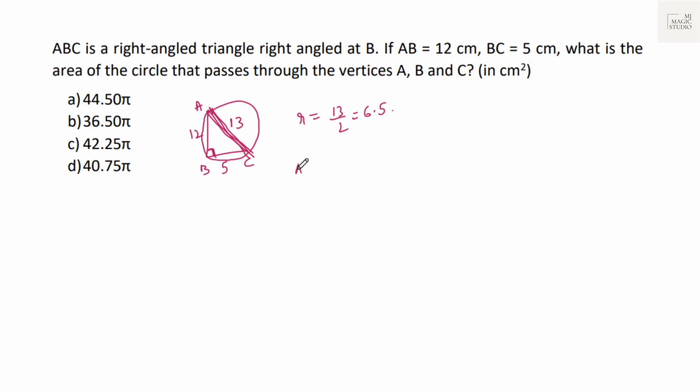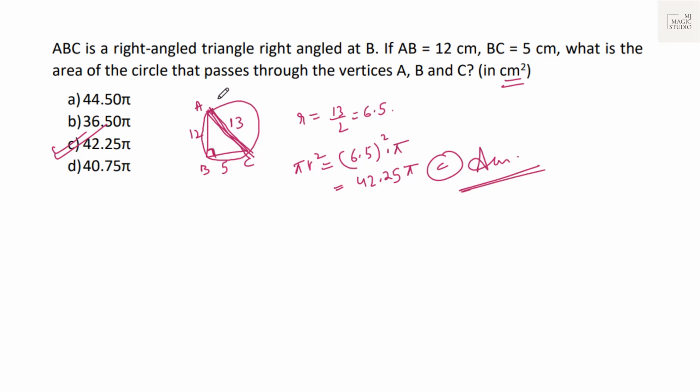What is the area of the circle? Area of a circle is pi r squared, 6.5 whole squared times pi, which is 42.25 pi centimeter square. That is option C. Just use the property of a right angle triangle and its circumcircle. The angle in a semicircle is 90 degrees. Hence, the hypotenuse of a right angle triangle is nothing but the diameter of the circumcircle.